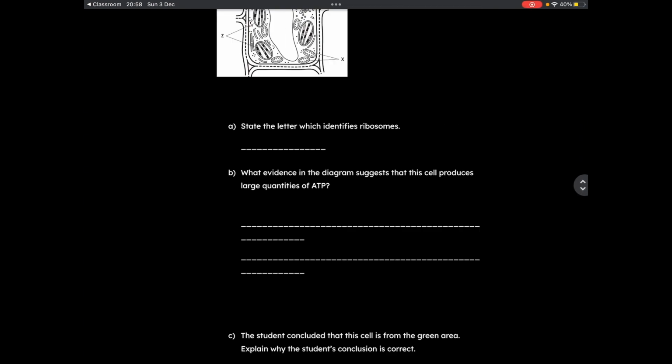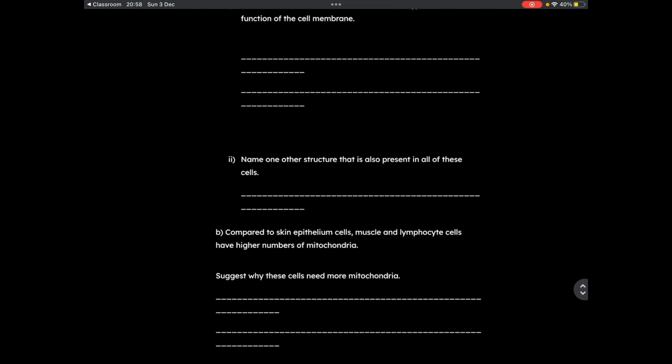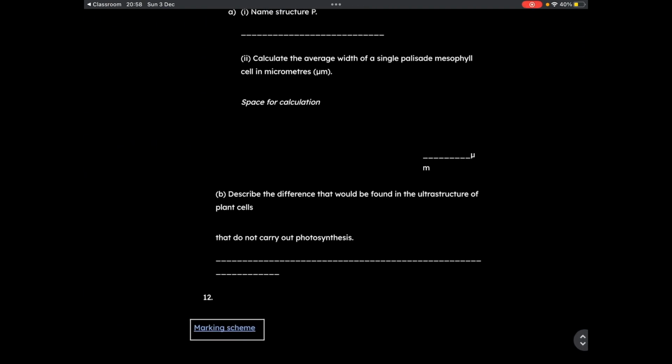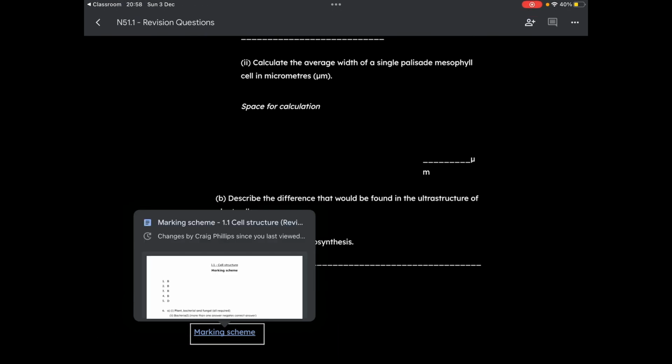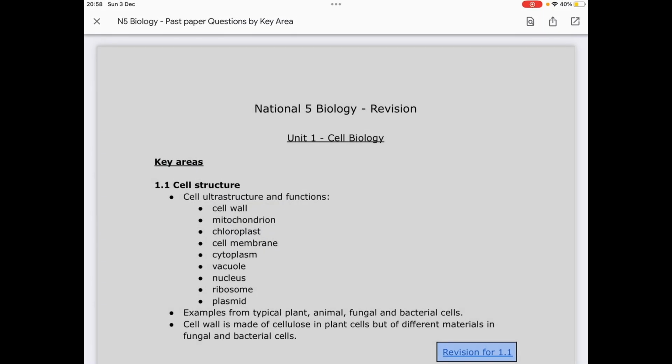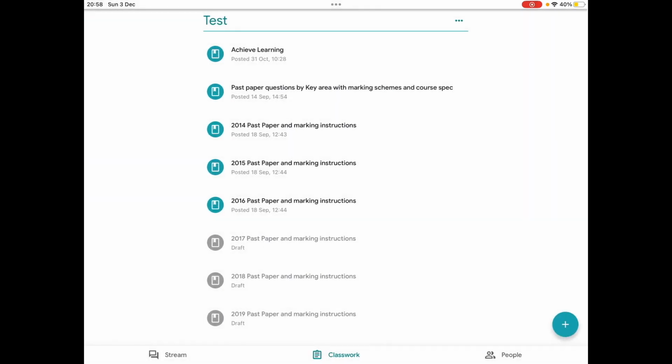And once you've finished all of those questions, some are multiple choice, some are short answer, at the bottom you can see there's a marking scheme that will open up a different Google Doc which gives you all the answers. Okay, so you can check your work and see how you've done. So I really like that resource. It's really excellent for National 5. There's a similar version for Higher, which we'll show you in a second, but that's really an excellent resource.